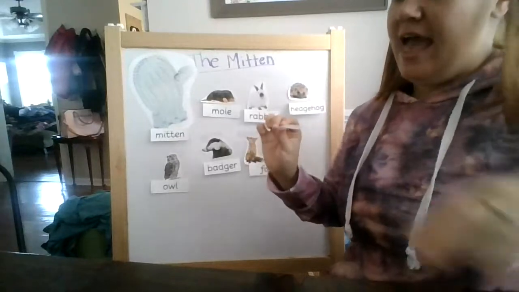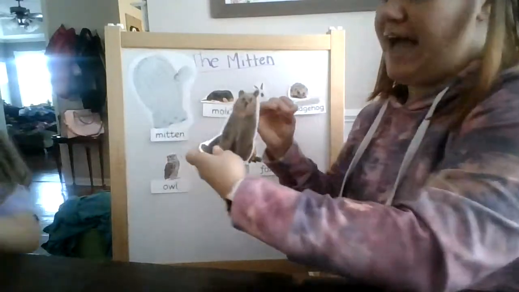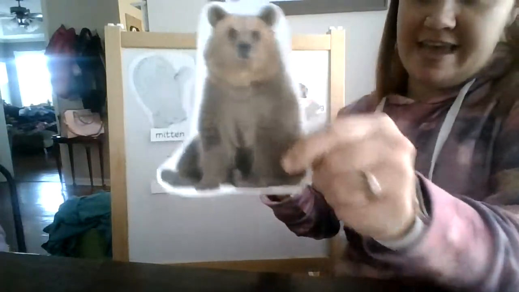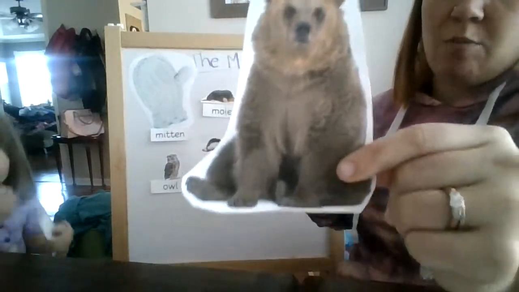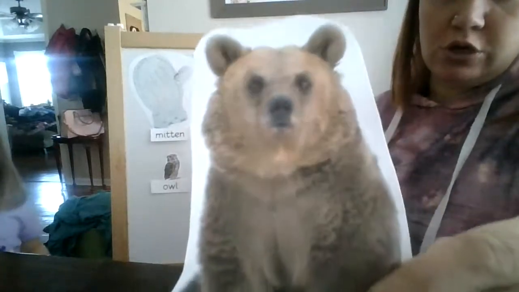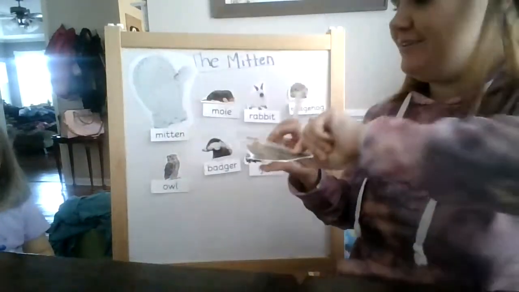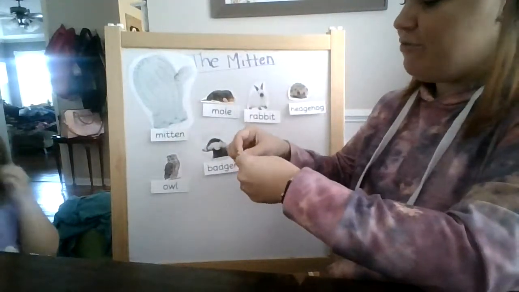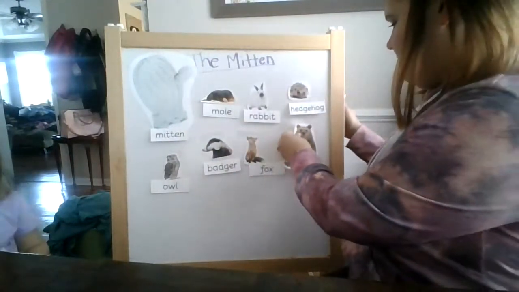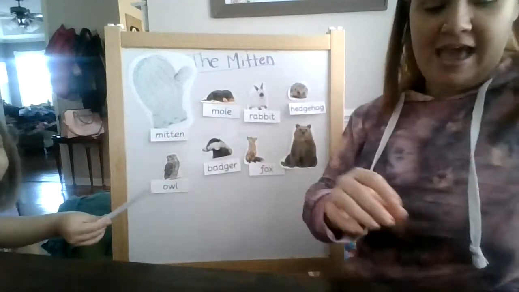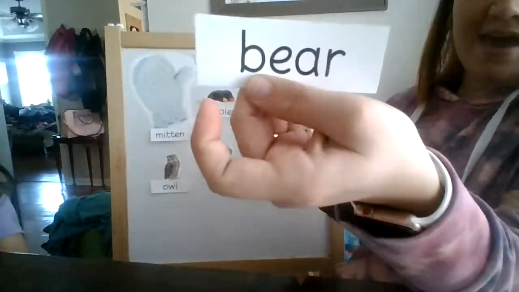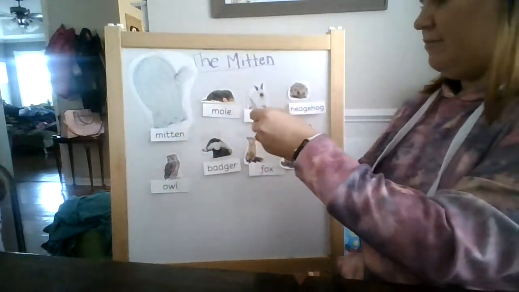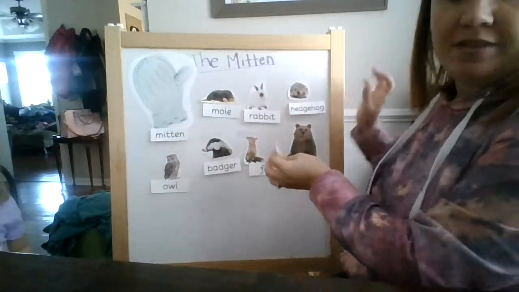Now it's time for the bear. And the last animal that tries to get inside is the bear. The big brown bear. Roar. He said, make room for me in that mitten. Roar. You do not want to mess with a bear. And now it's time for his name. And we're going to put Bear's name with him. Bear. Big brown bear. Let's all start with the letter B.